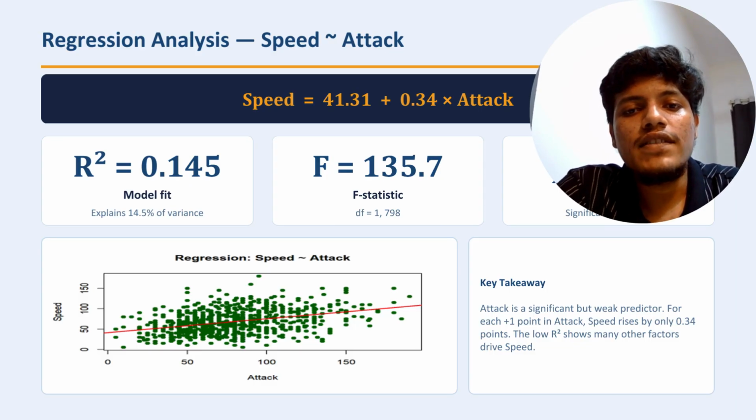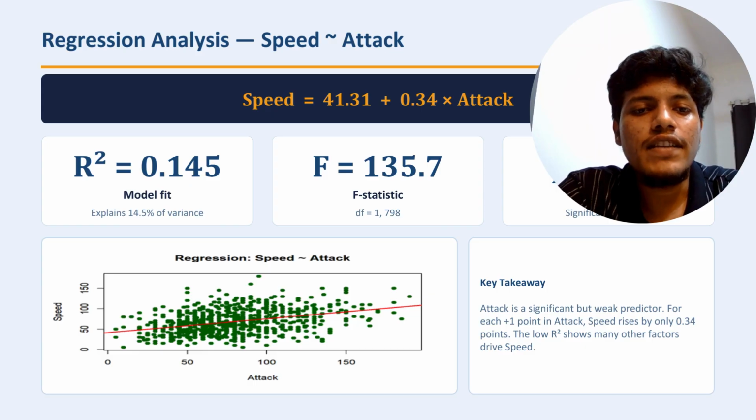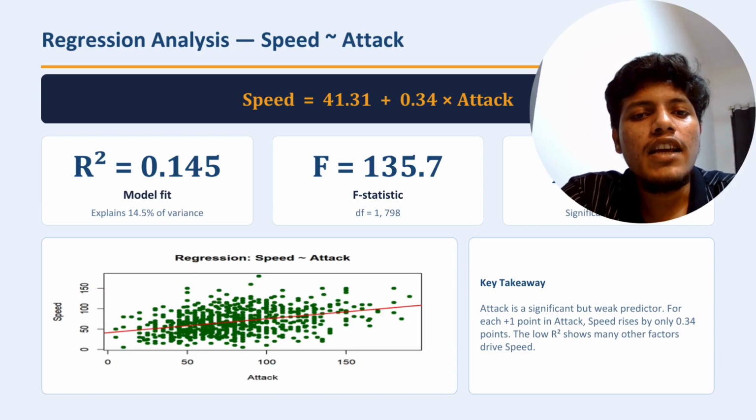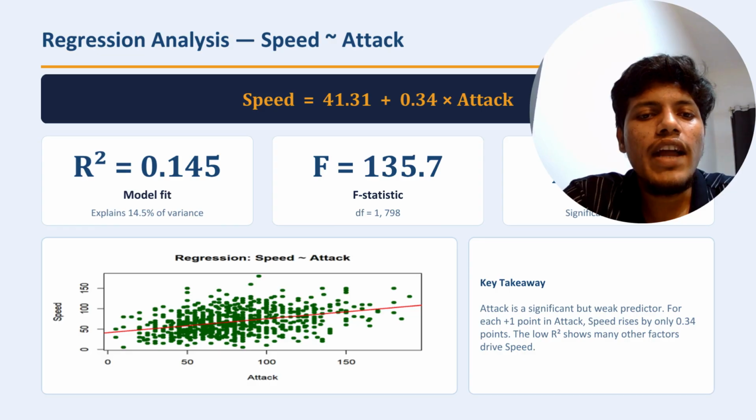Next, our question was: can attack predict speed? The regression equation is speed equals 41.31 plus 0.34 times attack. This means if attack increases by 1 point, speed is expected to increase by about 0.34 points. The result is statistically significant because p is less than 0.001. However, the R-squared value is only 0.145, so attack explains only 14.5% of speed.